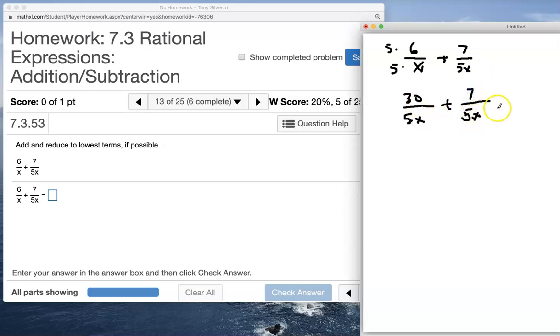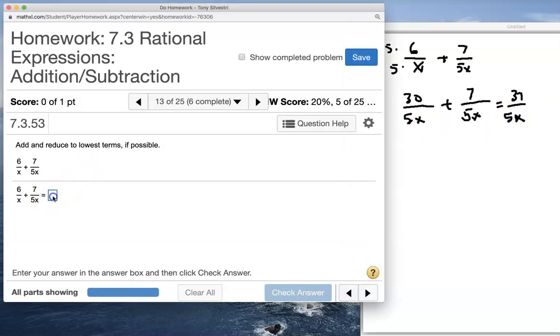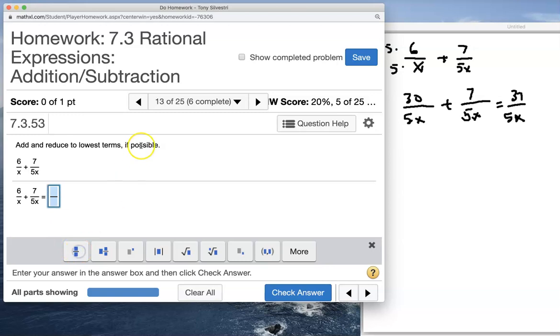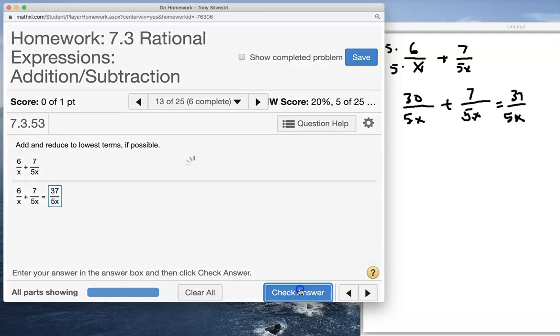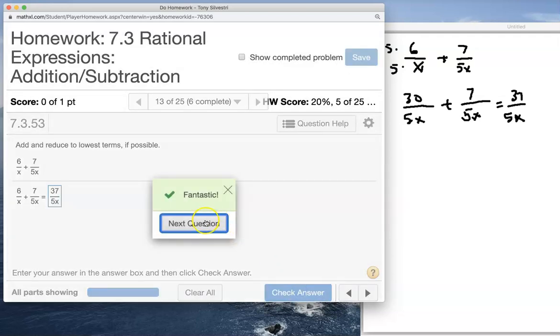So now we can just add the tops to get 37 over 5x. That's a really ugly fraction. Let's put it in. It'll look better when I enter it here. 37 over 5x. Check your answer. Fantastic. Fantastic.